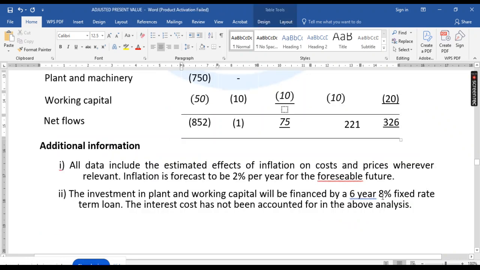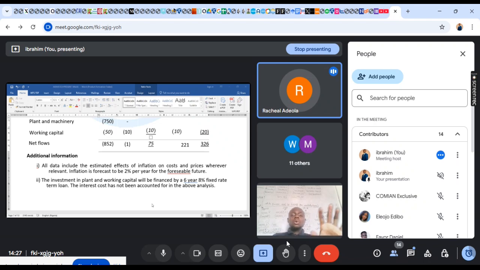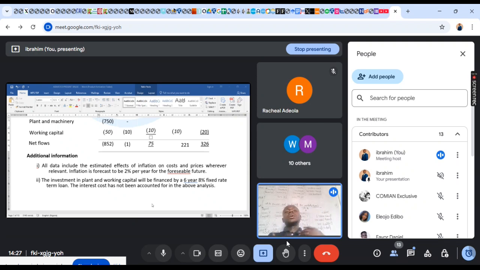1. All data includes the estimated effects of inflation on cost and prices wherever relevant. Inflation is forecast to be 2% per year for the foreseeable future. Hold on. Now, you can see all data include the estimated effect of inflation on cost and price wherever relevant. Inflation is 2%. Now, they are giving us inflation per year in any cost or the price, but they did not mention that, oh, it's on this amount, it's on this. They say wherever what? Relevant. Right? Continue.